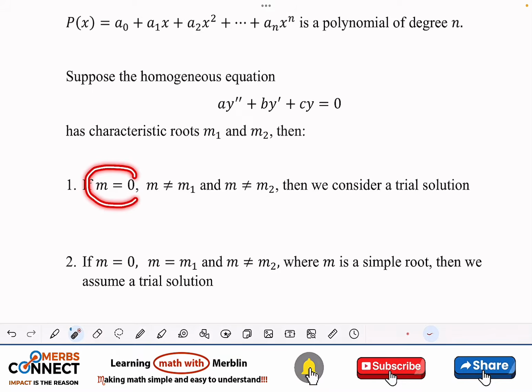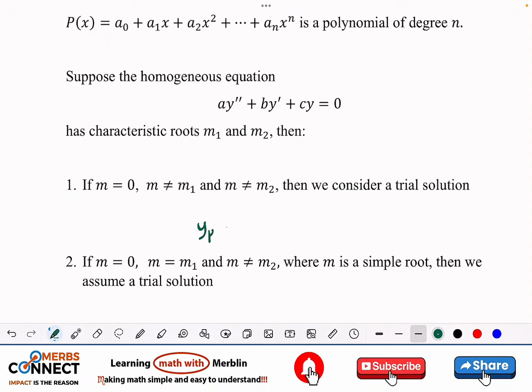So when m is equal to 0, then we are assuming that, okay, let's assume that m1 and m2 are not the same as m, meaning that m1 is not 0, m2 is not 0, and m1 and m2 are also not the same. If that's the case, then we are going to consider a trial solution. This is how we are going to consider the trial solution.